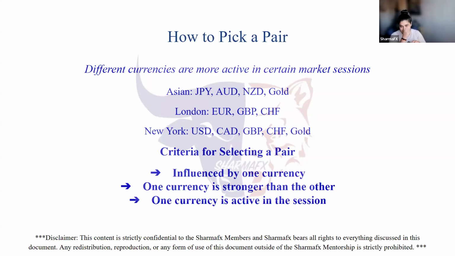Cool. So when you're selecting a pair, you're going to pick a pair that is influenced by one currency in one session. So for example, GBP JPY, right? I'm going to pick that because in Asian session, it's influenced by just one, which is JPY. And then in London session and New York session, it's only influenced by one currency, which is going to be GBP, right?